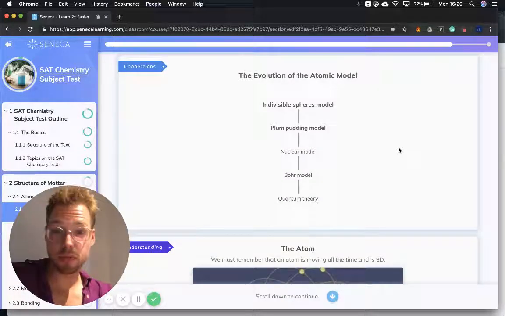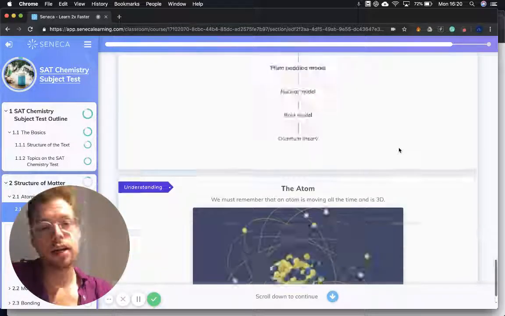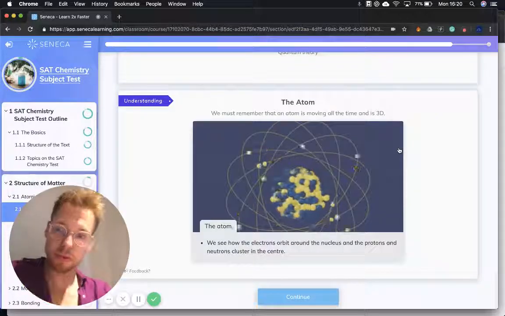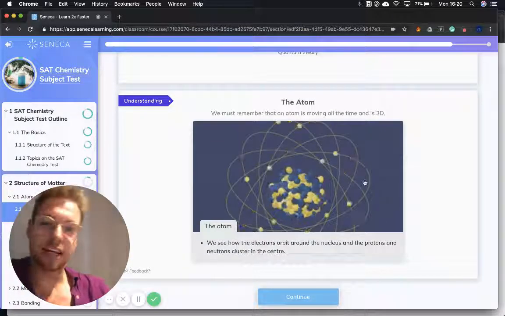Okay, so the atom has changed over time. We've had all those different models. We had our Plum Pudding model, our nuclear model, our Bohr model, and our quantum theory model. So much modeling. I feel like I'm Tyra Banks right now. So many models. What? That was a good joke.